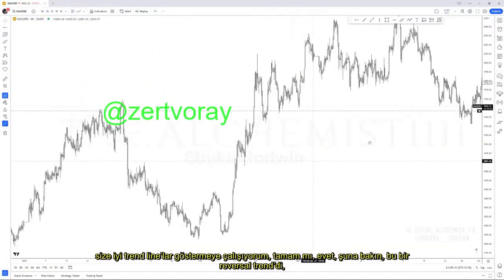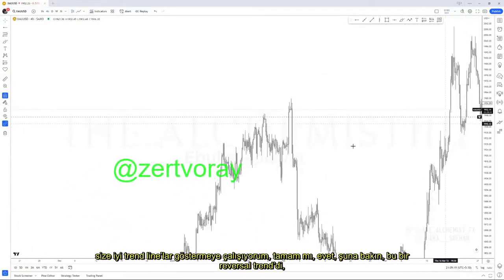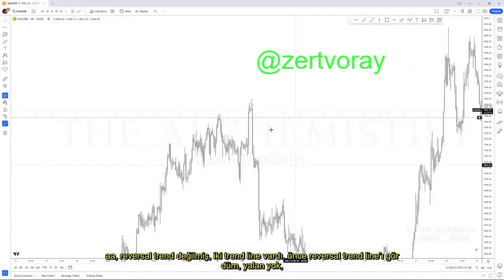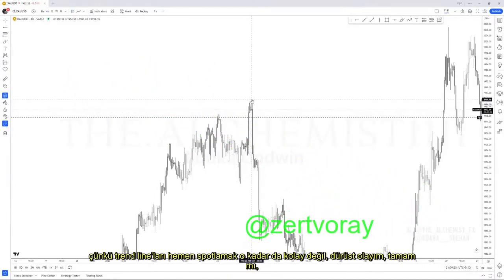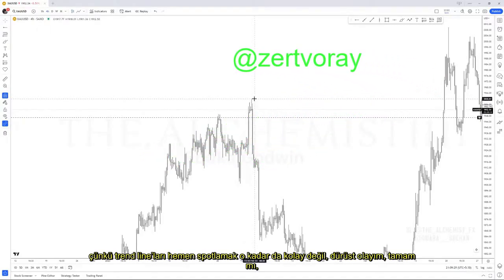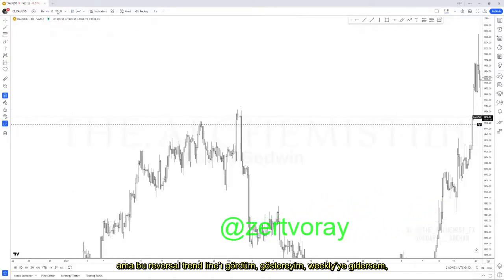Let's see. I'm trying to show you some good trend lines. Okay. Yeah, look at these. This was a reversal trend line. Oh, not a reversal trend. There were two trend lines. I saw the reversal trend line first, not gonna lie, because trend lines aren't that easy to spot right away, to be honest. But I saw this reversal trend line. Let me show it to you.